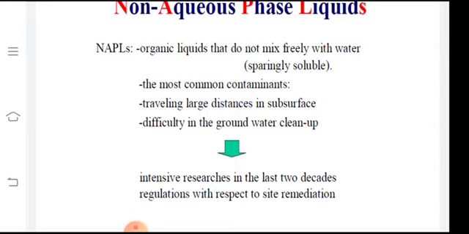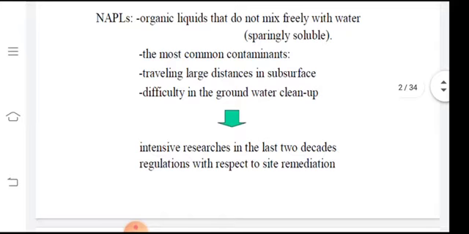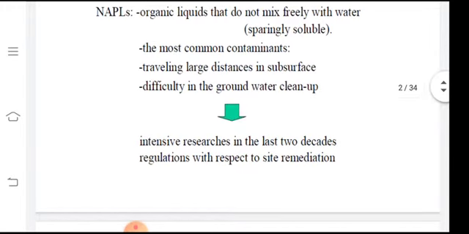That means once these compounds are present in soil and in groundwater, they will exhibit different characteristics. Those characteristics mainly relate to their viscosity, their density, their vapor pressure, and their temperature. When we talk about temperature, it is about the boiling point. So these characteristics are different from water, and they are not going to mix and behave in the same pattern as water.